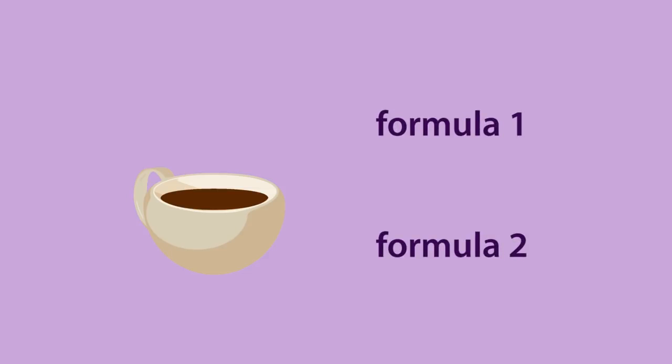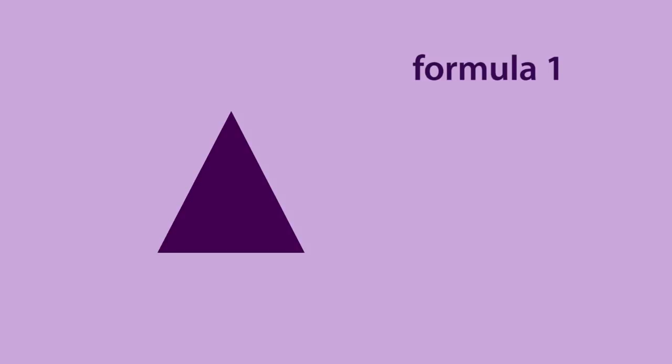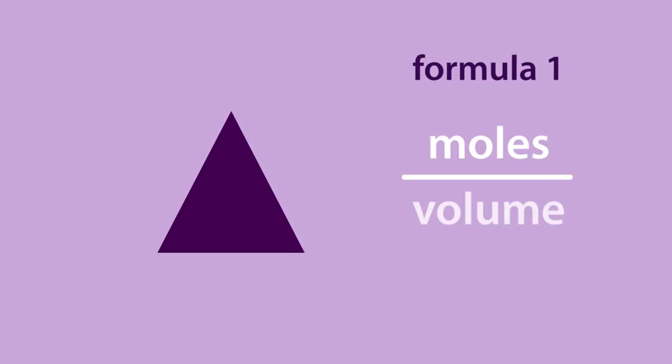We can calculate this using two formulae and accompanying formula triangles. The first way of calculating concentration is to use moles, an amount of a chemical substance, and divide it by its volume. Here's the formula triangle for this.